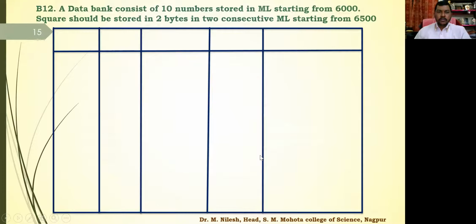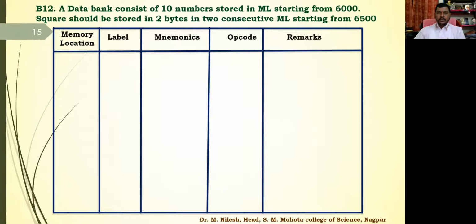Now let us start with the main program. So this is D12. A data bank consists of 10 numbers stored in memory location starting from 600, and the square should be stored in 2 bytes in 2 consecutive memory locations starting from 6500, right? So let us start with this program. Now this is supposed to be the main program, and we are going to call the subroutine in this main program. So let us start.